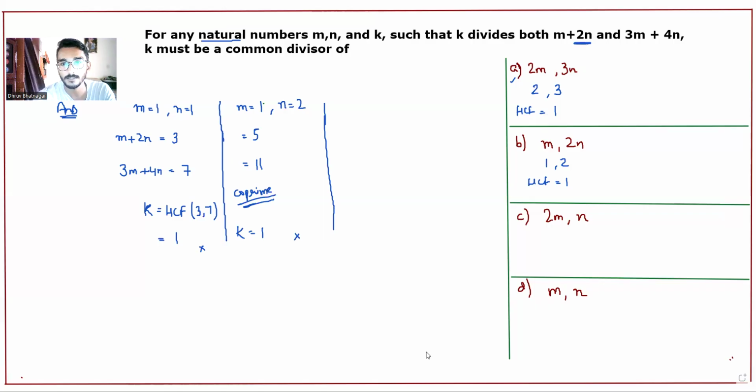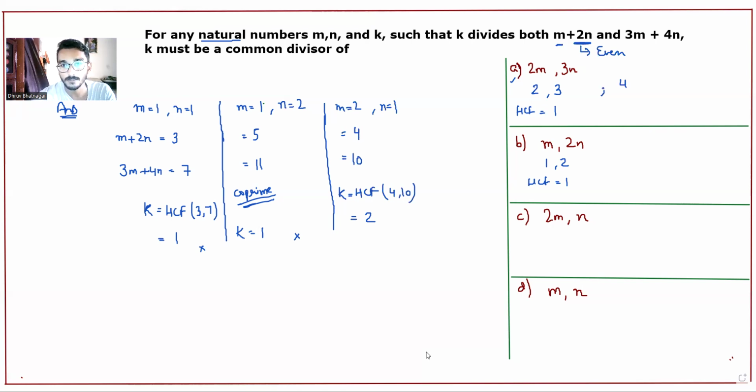If I see the question, it is 2n, and 2n is an even number. So I will assume m equals 2 now, such that the whole expression will be even, and n equals 1. So the value of m plus 2n would be 2 plus 2, that is 4, and here it is 6 plus 4, that is 10. Now I'm getting non-coprime numbers and the HCF of 4 and 10 is 2. So which option gives you 2? That would be my answer.